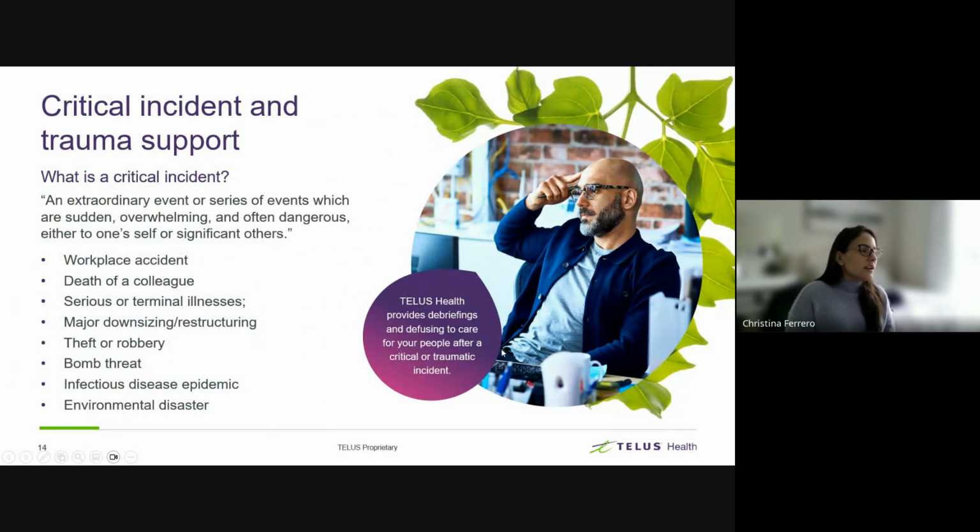And then also, this is very important to know. So critical incident and trauma support. We do know unfortunately, critical incidents do happen and they are very unexpected. It's a tragic time and it's a very sensitive time within the workplace. And we always want to make sure that you guys know that we're here to help.